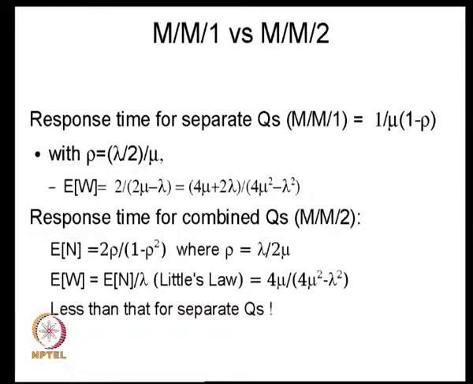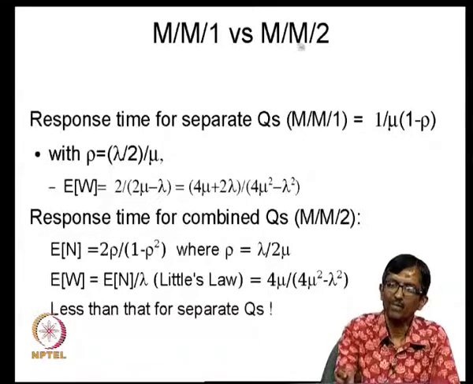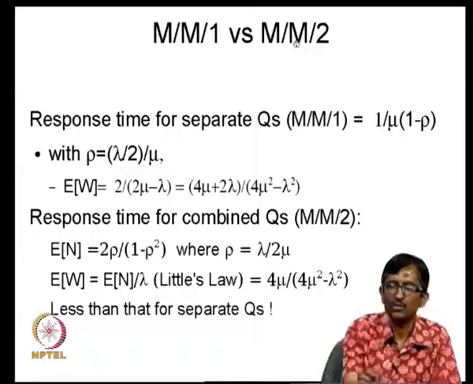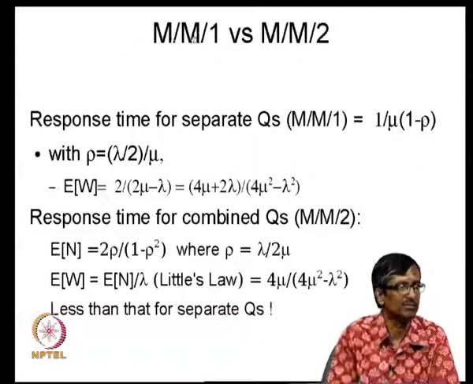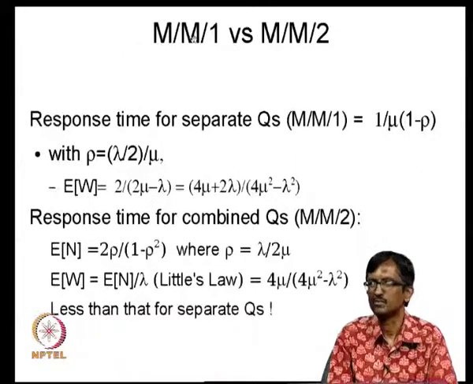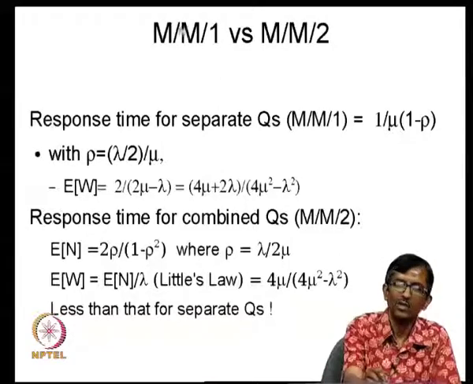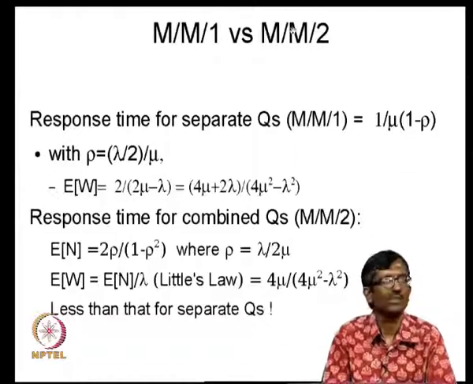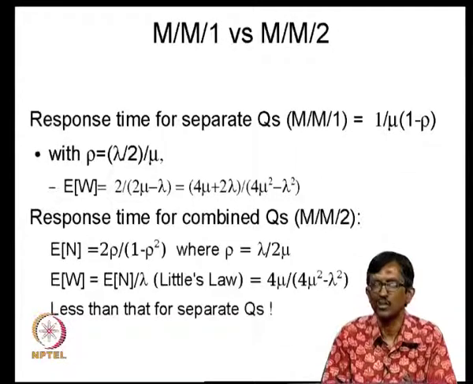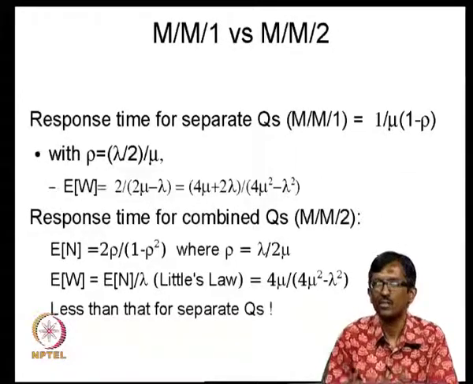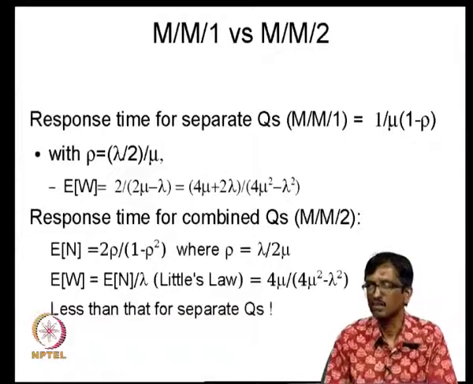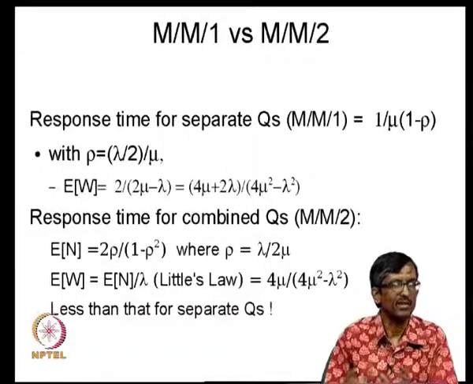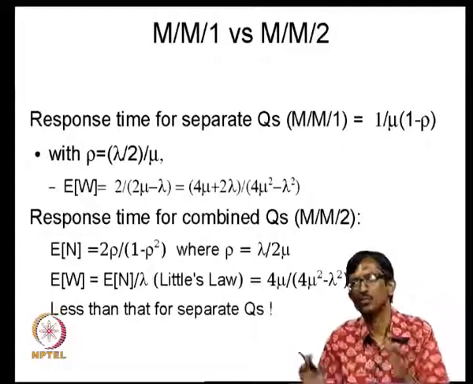So what this is showing is that if you do this kind of analysis, you will be able to say that MM2 is better than MM1. MM2 is better than 2 of MM1. That is what it is showing. Similarly, as I said before, 4 of MM1 is not as good as MM4. And what is it saying? It is basically saying that put all your processing power in a single large capacity kind of system. Do not split it up into pieces.